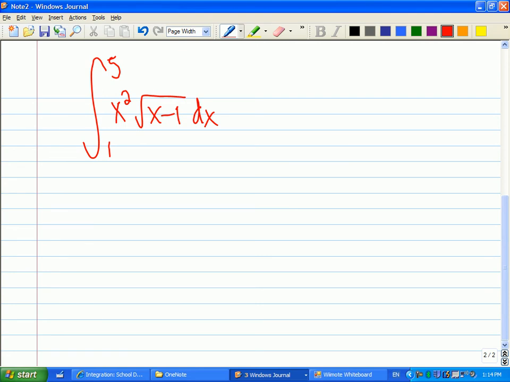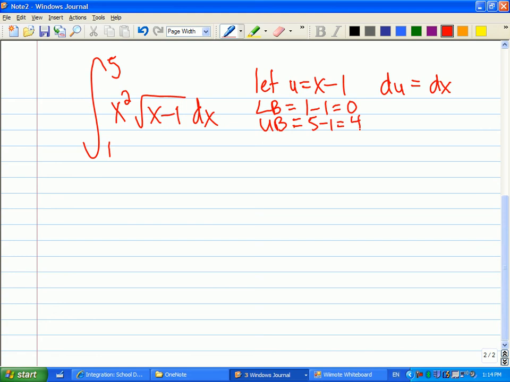And I'd probably make this substitution, which means my differential is going to be equal to dx. My lower bound is going to be 1 minus 1, which will now be 0. My upper bound is going to be 5 minus 1, so it'll now be 4. So the substitutions that I can make right now is to go from 0 to 4, x squared root u du.